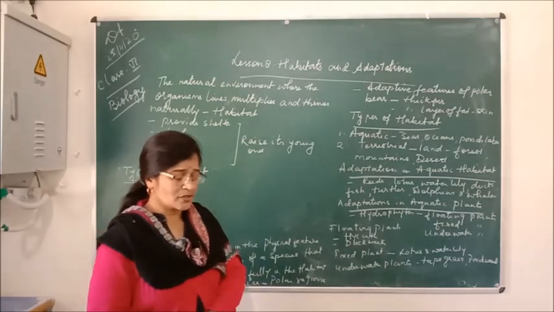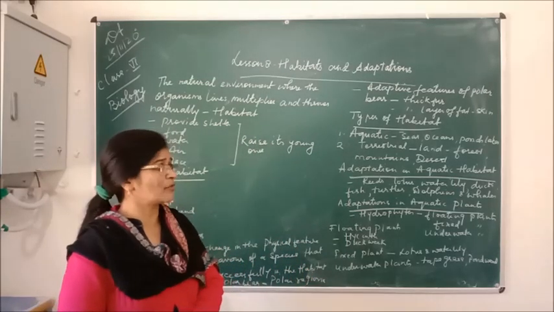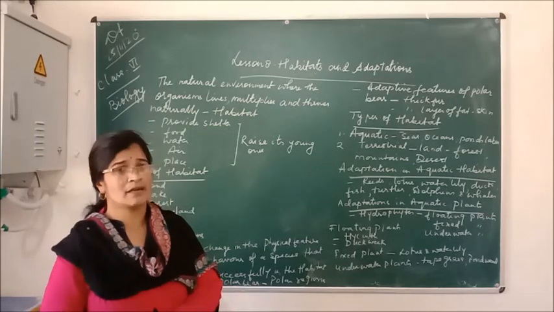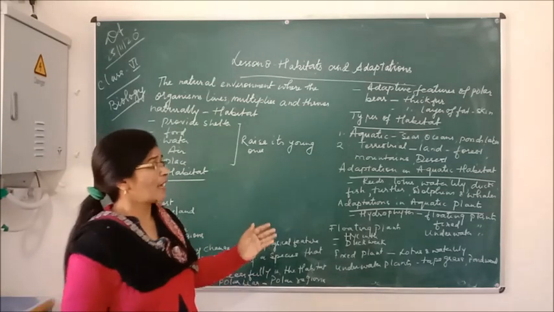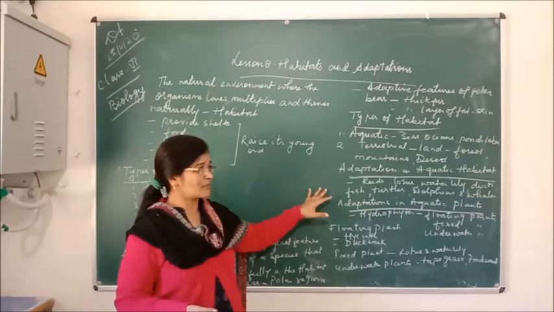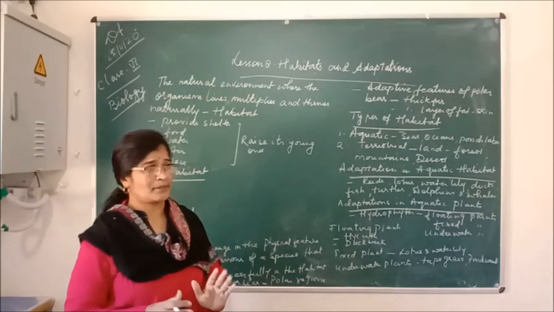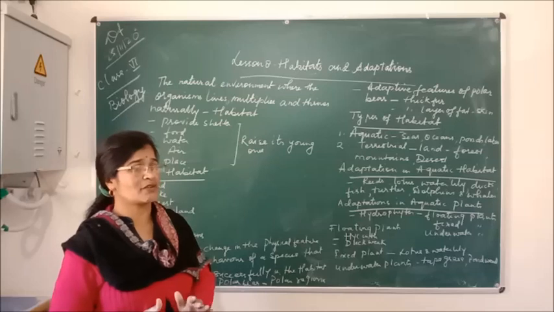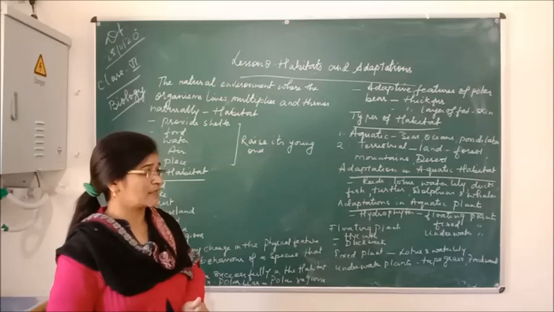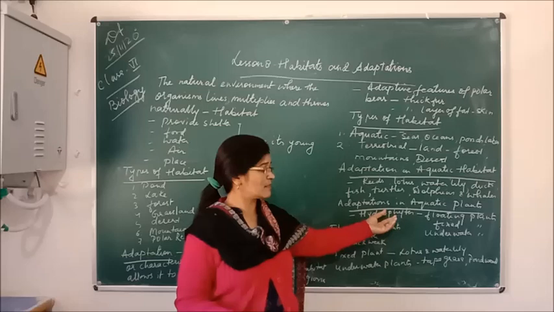So if the animals or the plants are present in a particular habitat, whether it is aquatic or terrestrial, their body features, characteristics and behavior are according to that particular environment. So now let's see what are the different adaptations in the aquatic habitat. So first of all, aquatic plants means those plants which are found in the water bodies, and they are also called hydrophytes. So hydrophytes, hydro means water and phytes means plants.